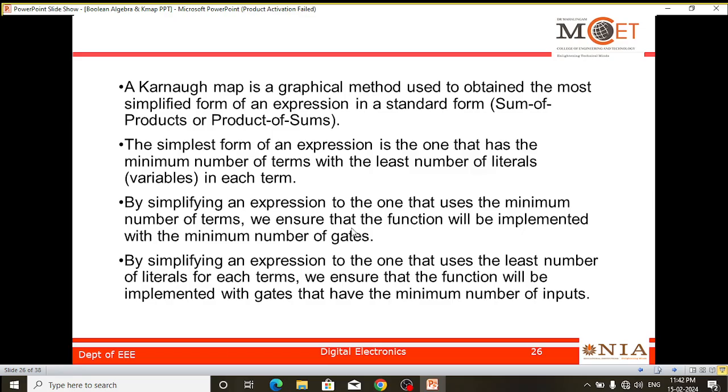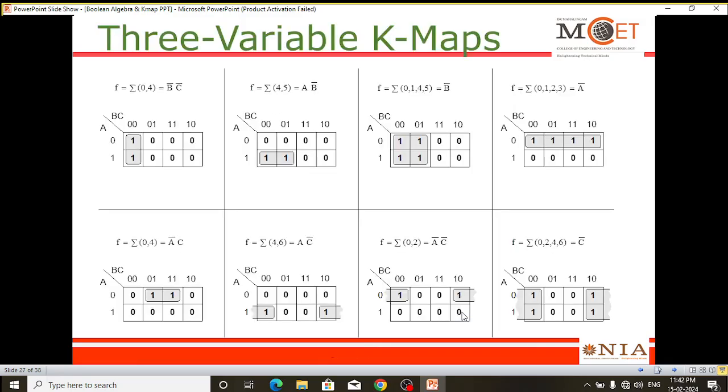Minimum number of terms: using these functions, they will be implemented with the minimum number of gates. By simplifying an expression to the least number of variables or least number of literals, the function will be implemented with gates having the minimum number of inputs. Okay, so this is an example for K-map.